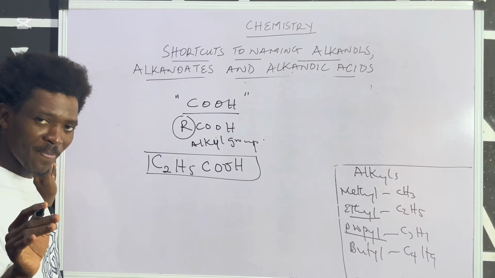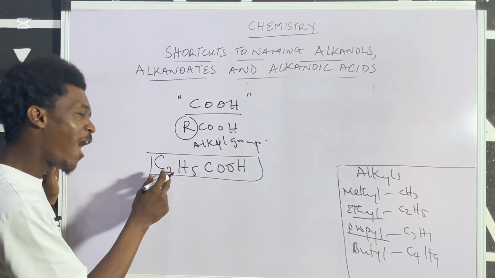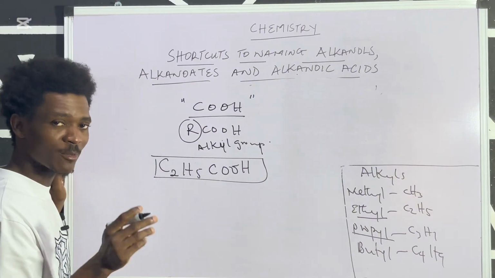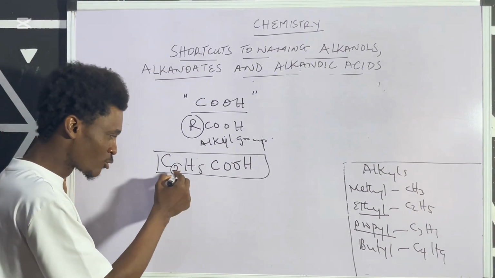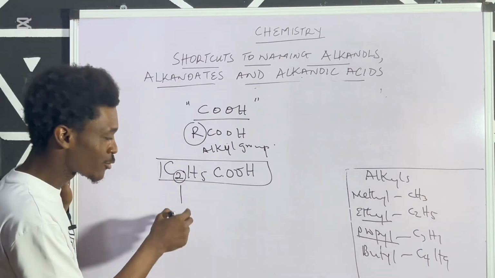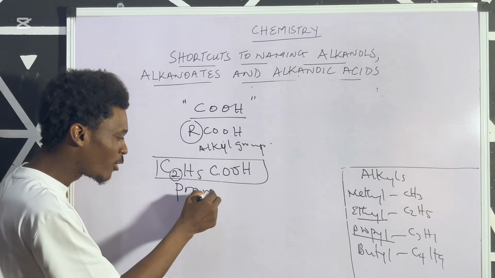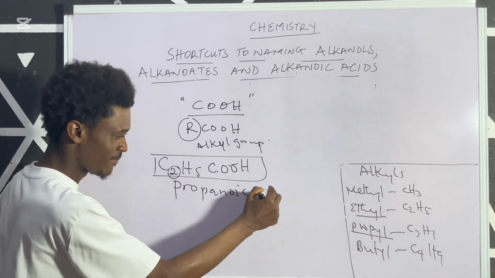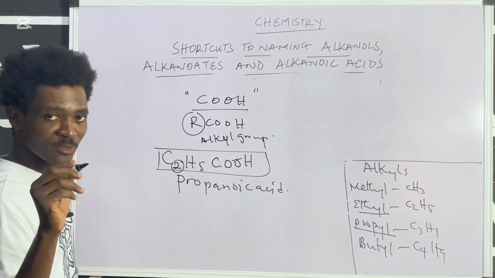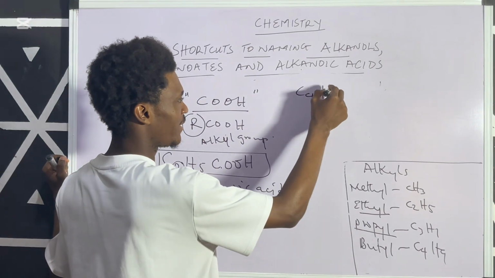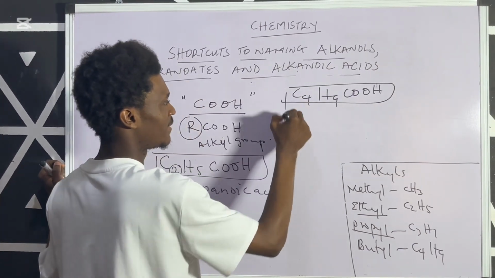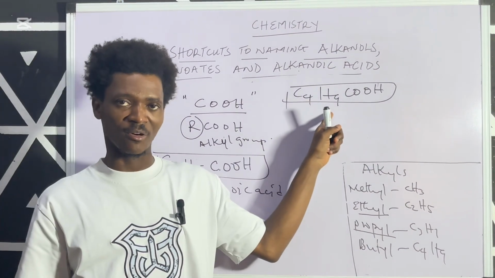It's very easy. Now, how many carbons are there in this compound, the entire compound? 3. 2 plus 1 here is 3. And 3 carbons represents what? Prop. So you call this propanoic acid. That's the name. There was a time that this question came out in JAMB for those writing JAMB. C4H9COOH. Now, students were asked for the name of this compound.